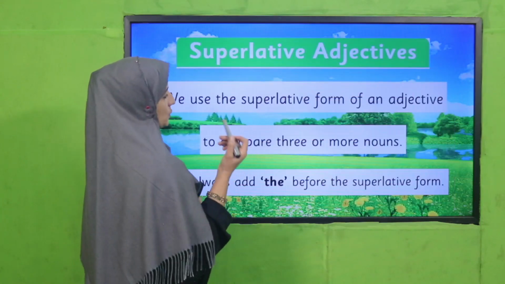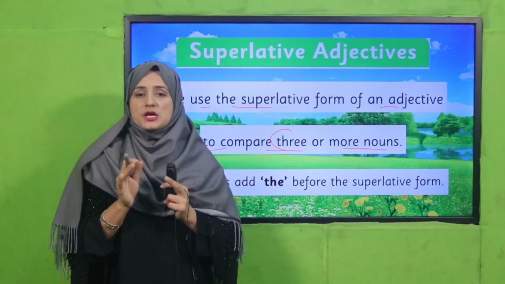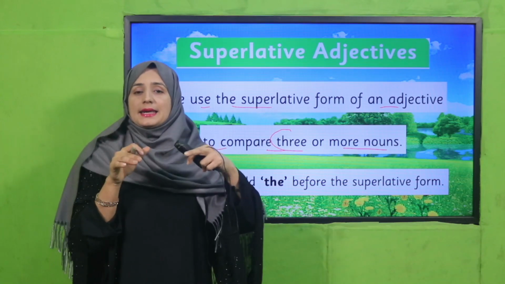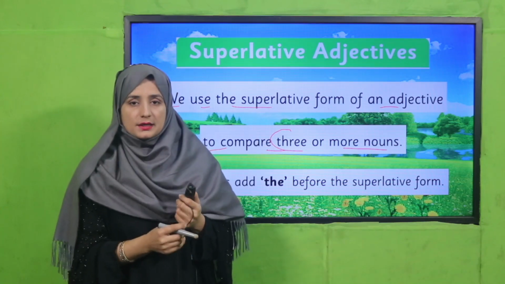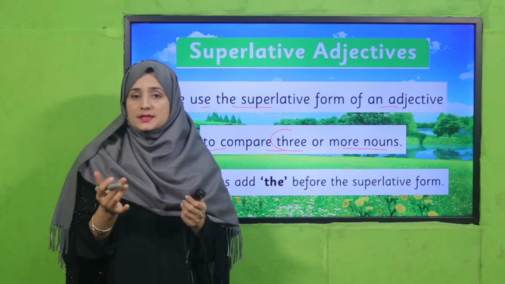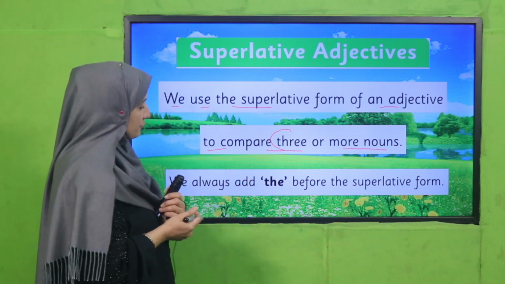Next, see that. What is a superlative adjective? We use the superlative form of an adjective to compare three or more nouns. Okay, when we are talking about three or more nouns, like in groups, in a large quantity, there are so many people, so many things, so many places, and we are going to compare them, then we have to use a superlative adjective.